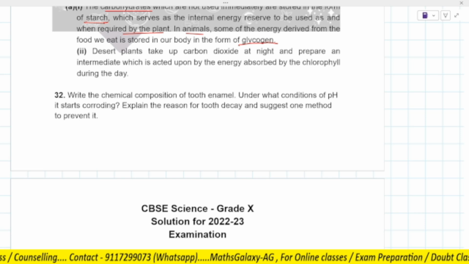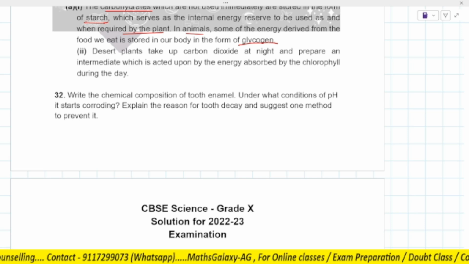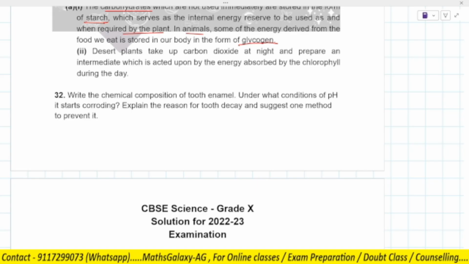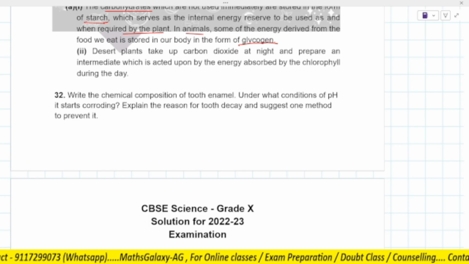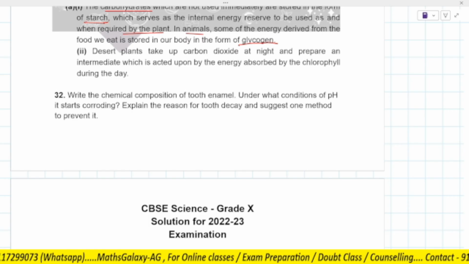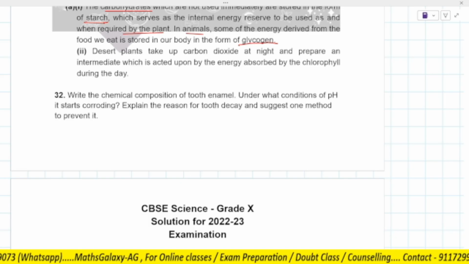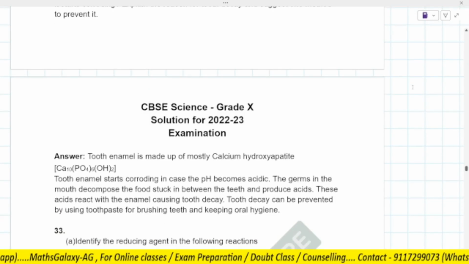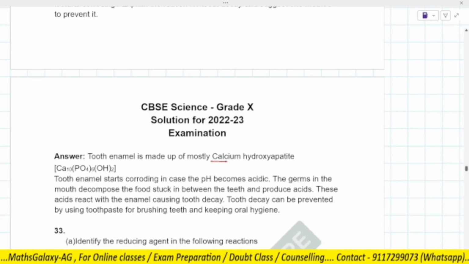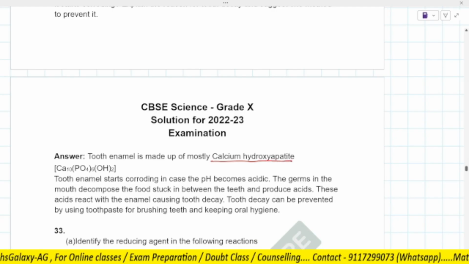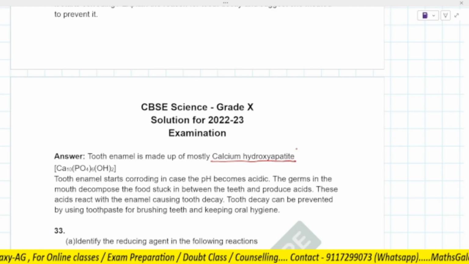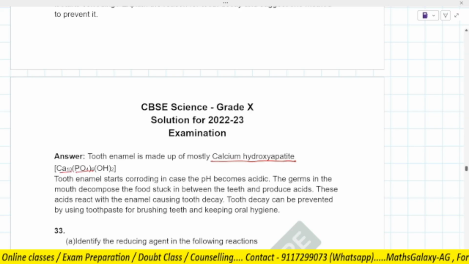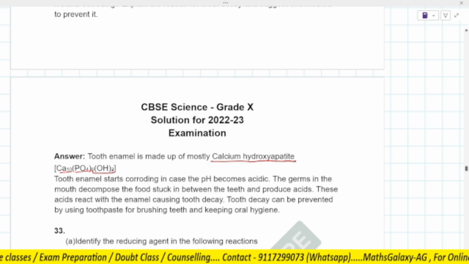Calcium hydro something. Tell me. I forgot it. Hydroxyapatite, right? Let's see. Tooth enamel is made up mostly of, see, it is given, calcium hydroxyapatite, okay? So it is Ca10(PO4)6(OH)2. Is it clear?